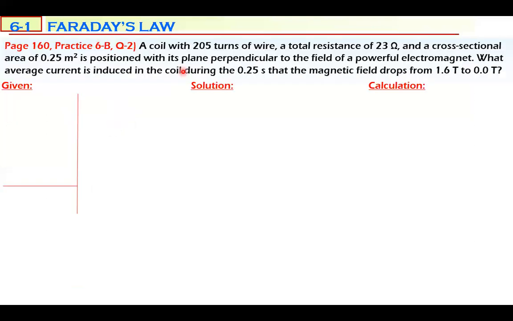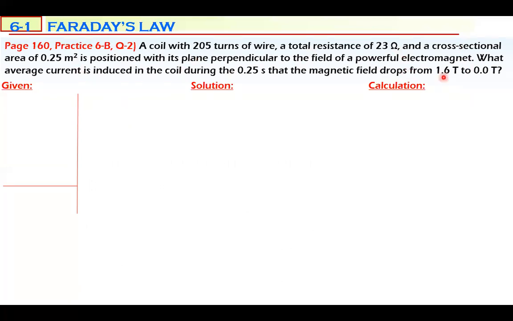For example, practice problem 2. A coil with 205 turns of wire of total resistance 23 ohm, cross-section area of 0.25 meters squared, is positioned with its plane perpendicular to the field of a powerful magnet. What is the average current induced in the coil during 0.25 seconds, when that magnetic field drops? Yes, what changes here? Magnetic field drops, decreases from 1.6 to 0.